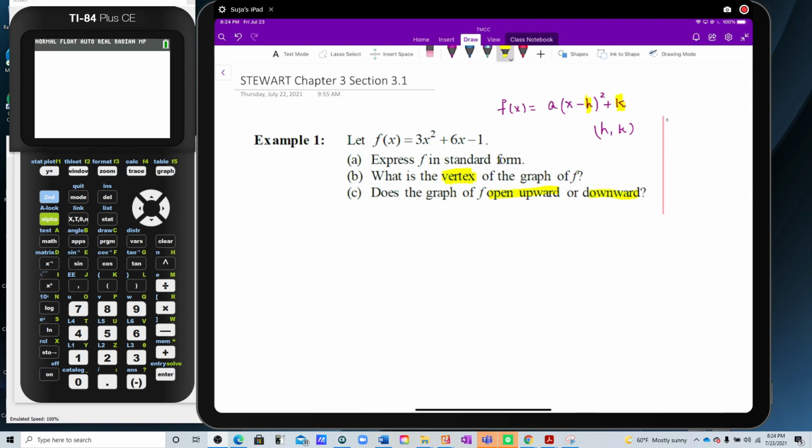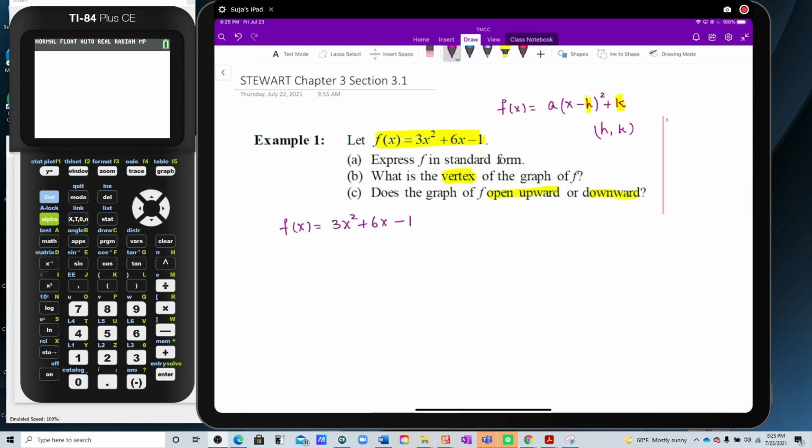Okay, so this is the function I'm going to take and write in standard form. In order to do this, you need to know completing the square. If you don't remember completing the square, please go back and review that section. It's a prerequisite for this problem.